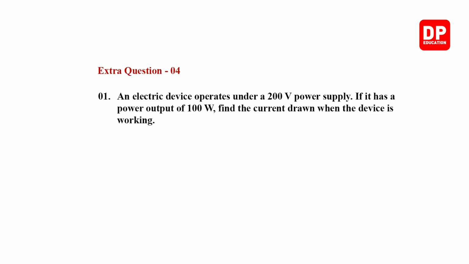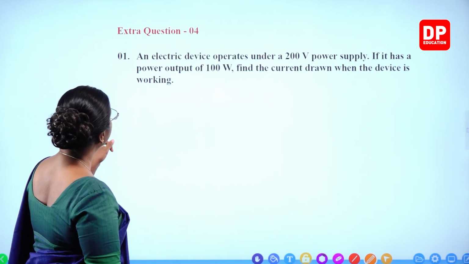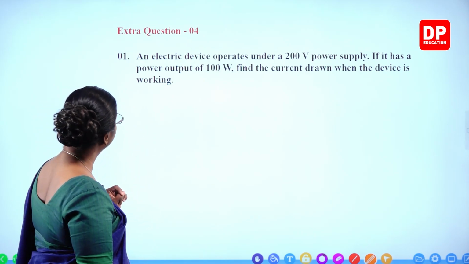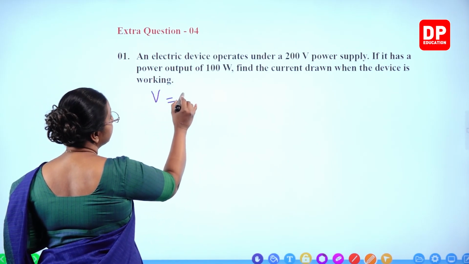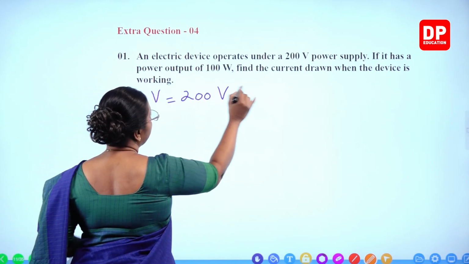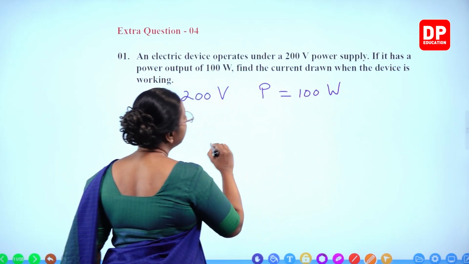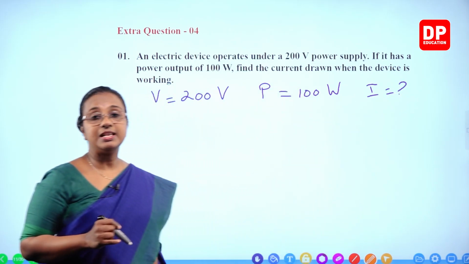Extra question 4. First one, an electric device operates under 200 volt power supply, that is the voltage or the potential difference. If it has a power output of 100 watts, find the current drawn when the device is working. So here you have the voltage, that is 200 volts and the power 100 watts. You need to find the current. So what is the relationship?